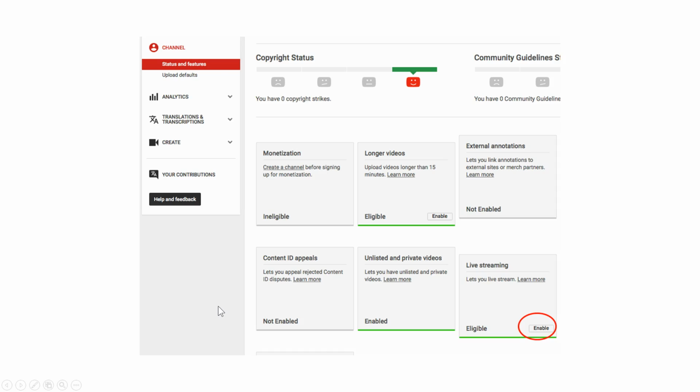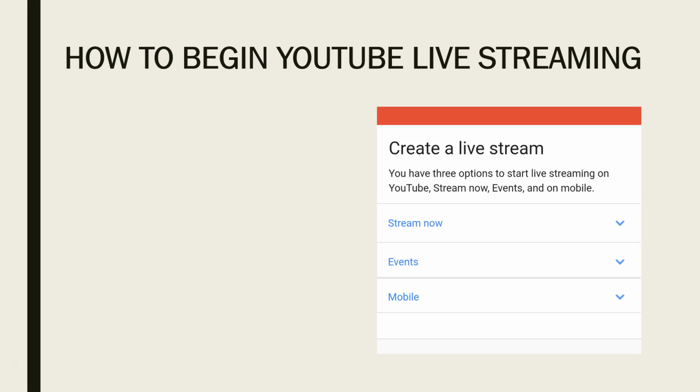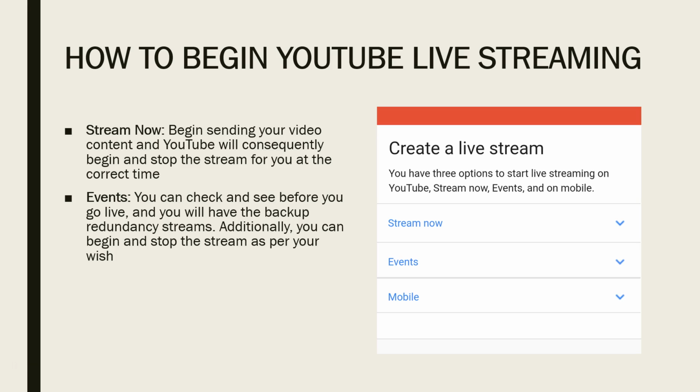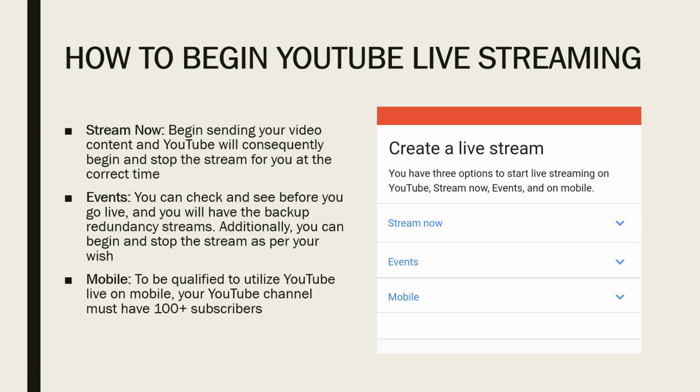So let's go back to how to begin a YouTube live stream. There's a couple of ways you can set up YouTube live streaming. You can do it from a stream now, which means you begin sending your video content and YouTube will begin and stop the stream for you at the correct time. So that is a stream now feature. There's also events, where you can schedule an event to come up. And then we have mobile.